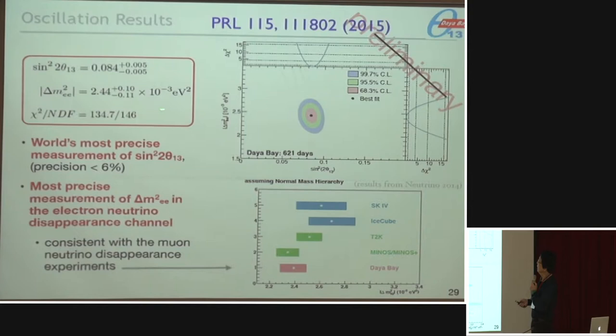And this is the measurement of delta m_ee squared, which is about 2.44 times 10^-3 eV squared. And with a pretty good fit chi-square over degrees of freedom, you can see between these two variables. And the measurement is also consistent with the other, for example, the muon neutrino disappearance experiments. By comparison, you can see here, this is already probably the most precise measurement on sin squared 2 theta 13. Also, probably the most precise measurement on delta m_ee squared.